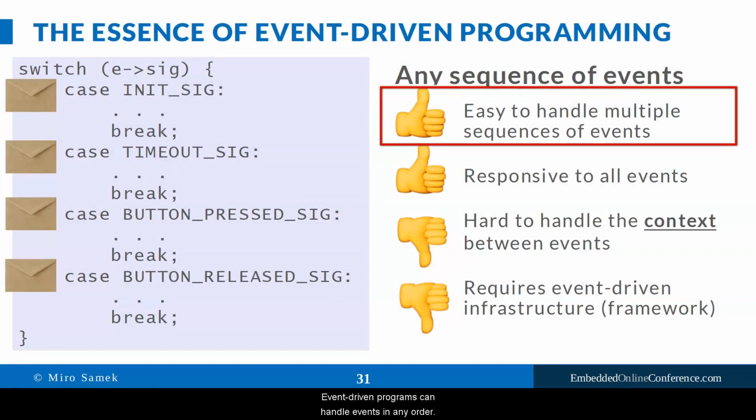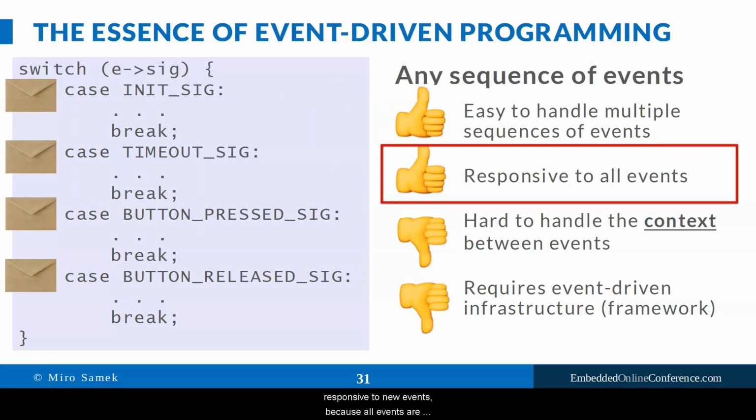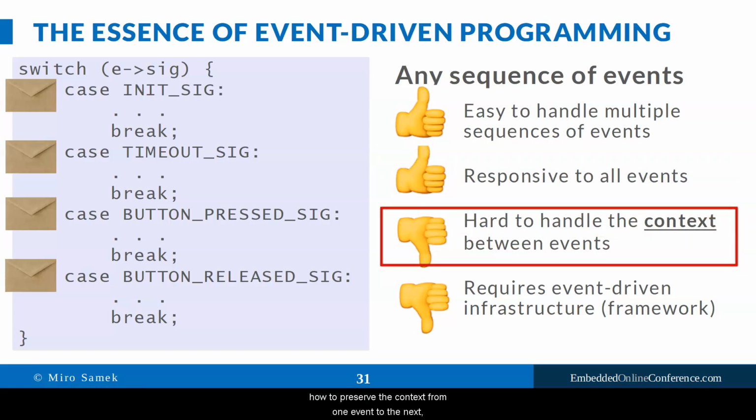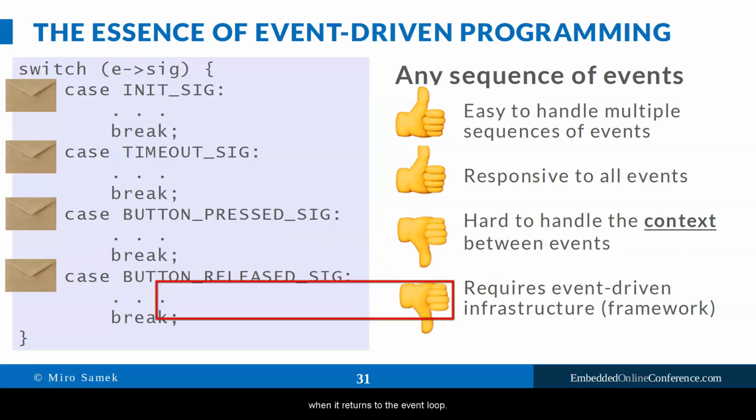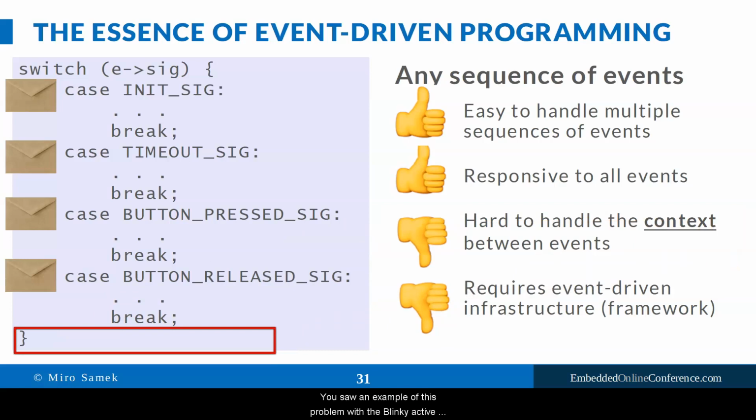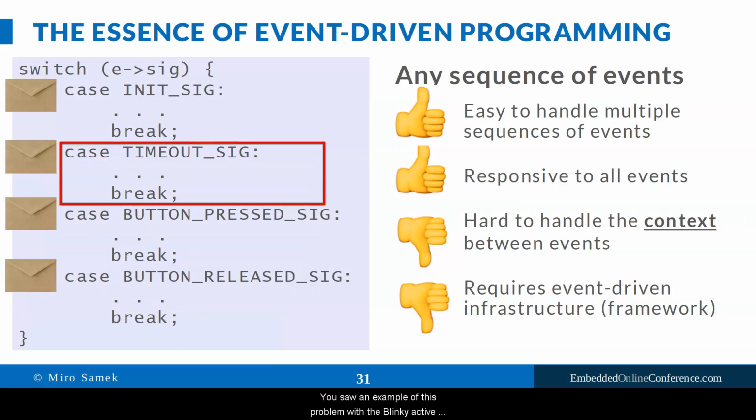Event-driven programs can handle events in any order. Also, event-driven programs remain responsive to new events because all events are processed quickly without blocking. But the biggest problem of event-driven programming is how to preserve the context from one event to the next, because the dispatch operation loses all the context when it returns to the event loop. You saw an example of this problem with the blinky active object, where you had to invent the flag is LED on to remember the context of the timeout event. I will address this problem in the segment about state machines.